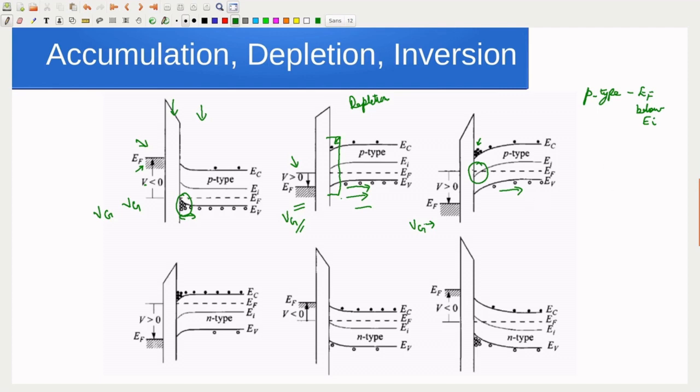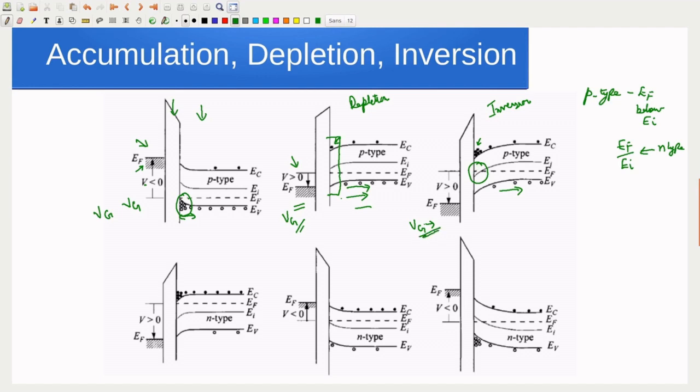On application of a higher positive gate voltage, we have the Fermi level above the intrinsic level, nearer to the junction between insulator and the semiconductor, so that it is like an n-type semiconductor at the junction, or there is an inversion happening from p-type to n-type at the junction between the insulator and the semiconductor. So this is known as the inversion.